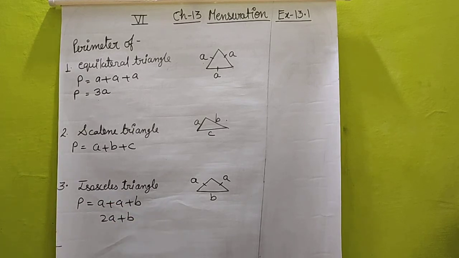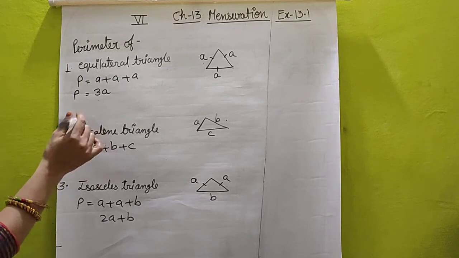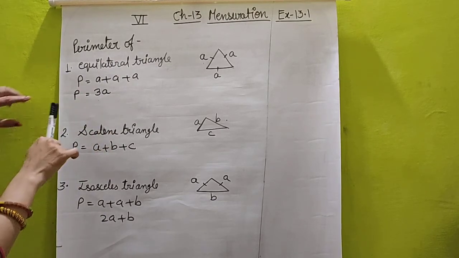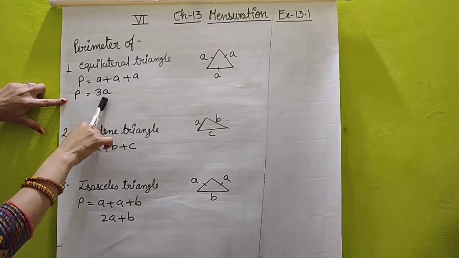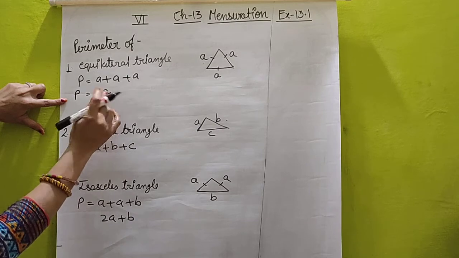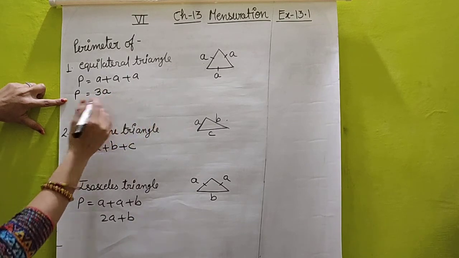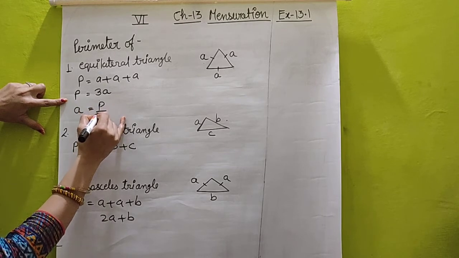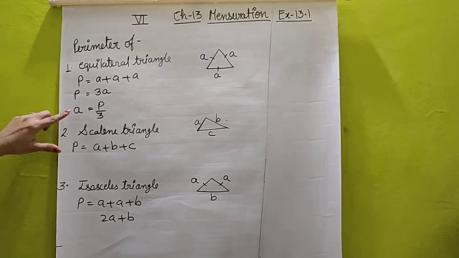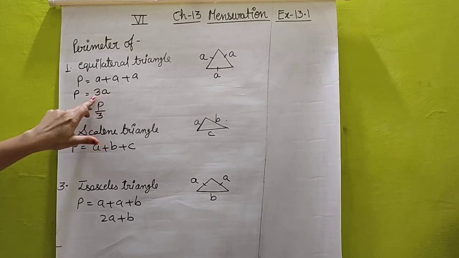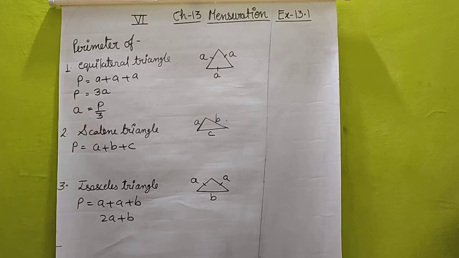Now one more thing about the equilateral triangle. From this formula, P is equal to 3A. Suppose when the perimeter is given and they are asking for the side, you can find the value of A, because A here represents the side. It will be P upon 3. The value of side will be P upon 3, because 3 is in multiplication, so it will go to the other side in division of P.